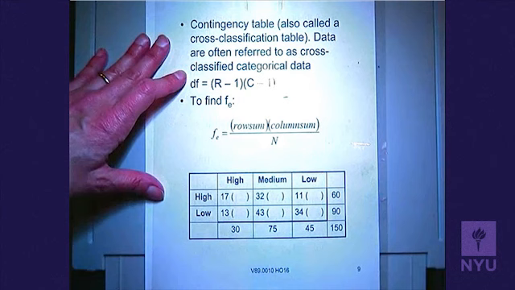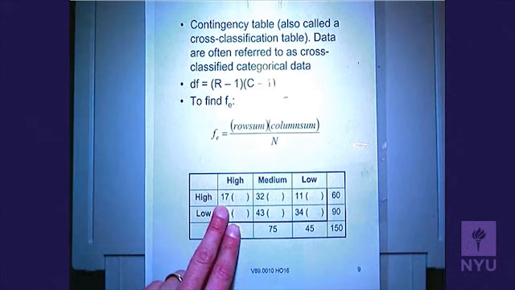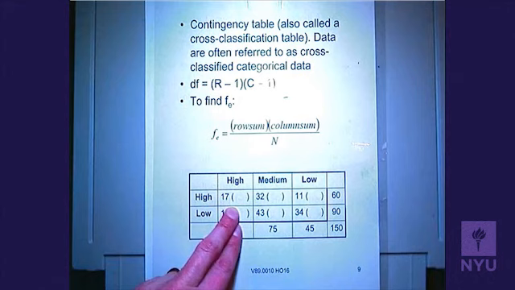But all you're saying is that if you look down here, 17 kids fell into the high academic performance as well as the high self-esteem category. That's all it is. And essentially, we get it by counting it up.